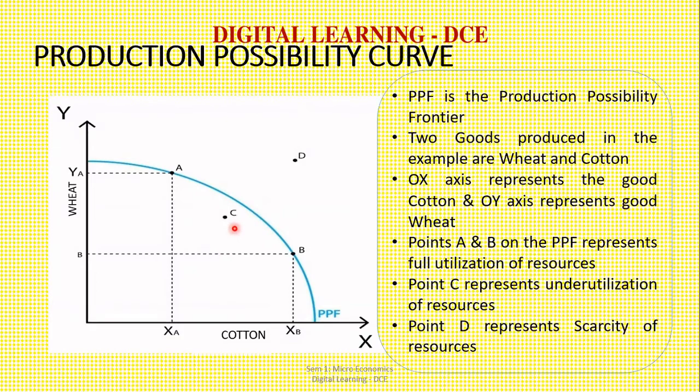The point C is representing underutilization of resources. At this point of time, if the wheat and cotton has been produced, it implies the production is being carried out, but there is no full utilization of resources. Resources have been underutilized.